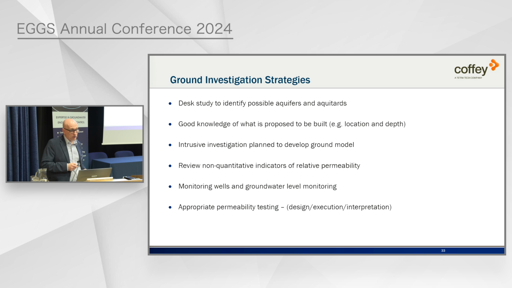So in terms of ground investigation strategies, hopefully we're all on board with the value of desk studies. So you need a desk study to identify the potential for aquifers and aquitards. You also, as well as the geology, need to have a good knowledge of what's proposed to be built, because we're practical people. We're trying to understand the interaction between the proposed construction and the ground. And then also you use that knowledge to plan an intrusive investigation. As part of that intrusive investigation, you need to review the non-quantitative indicators of relative permeability. I'll talk about that in a minute. You need to make sure monitoring wells are installed and that you allow time for them to equilibrate.